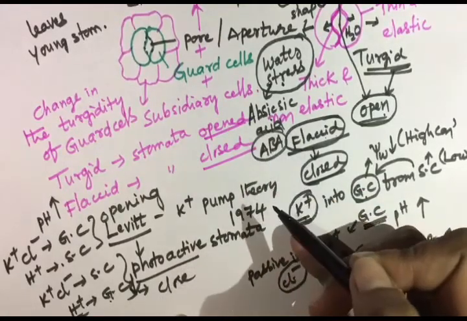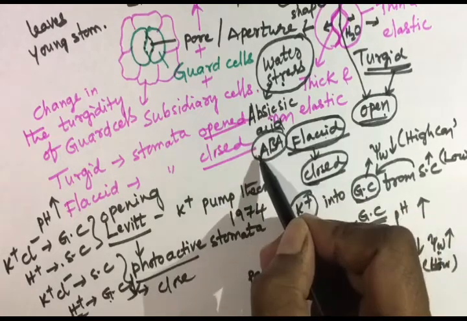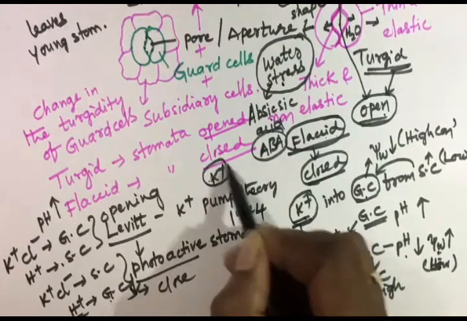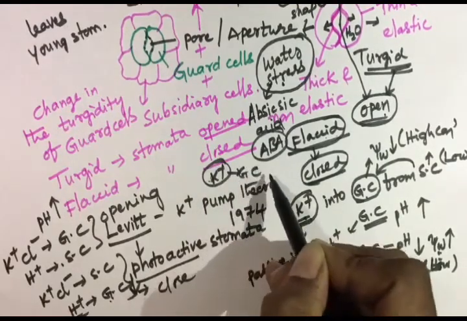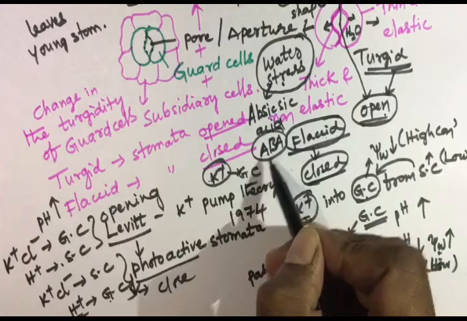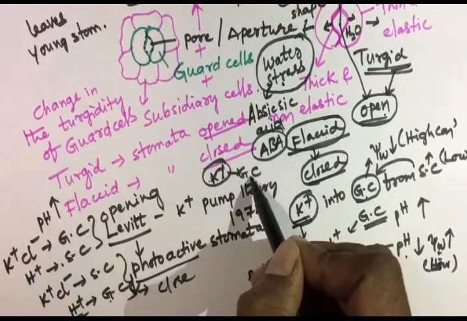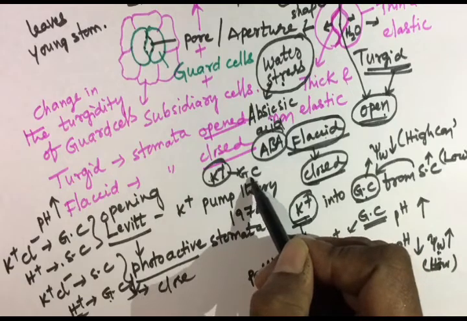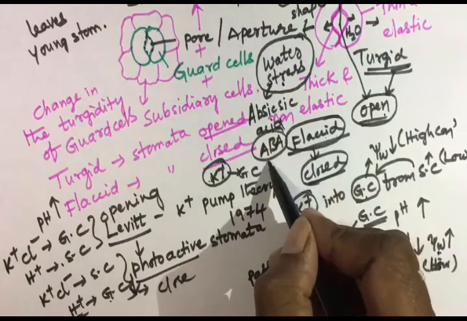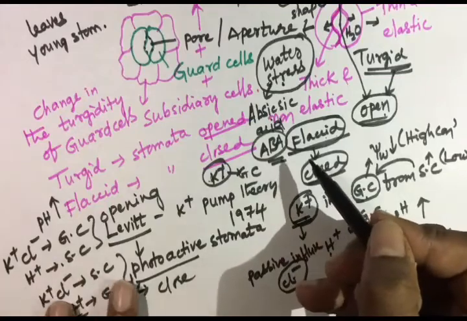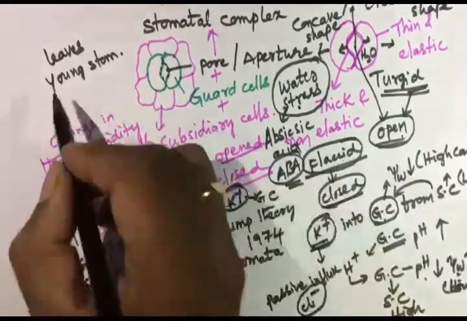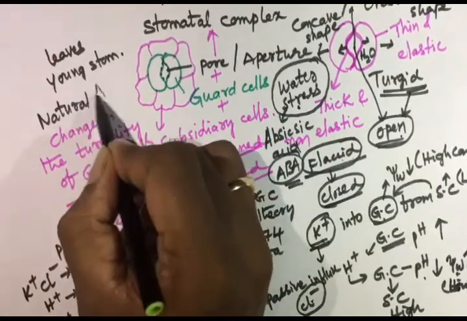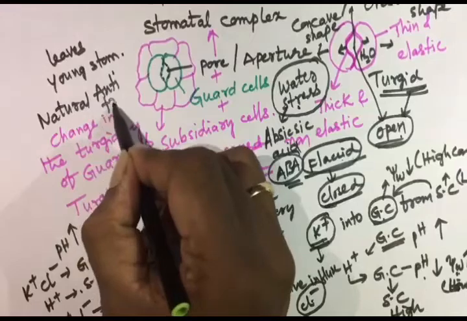This abscisic acid, or ABA, drives K+ ions out of the guard cells. As a result, stomata is closed. That's why this ABA is said to be a natural anti-transpirant.